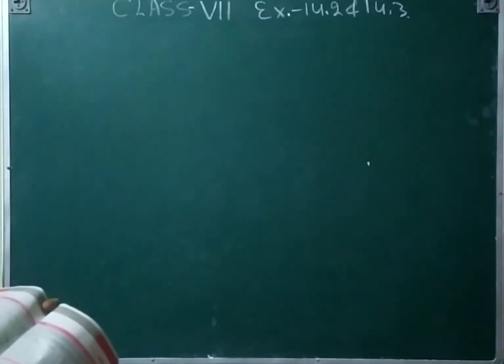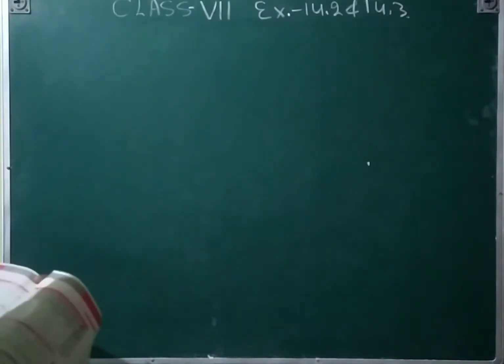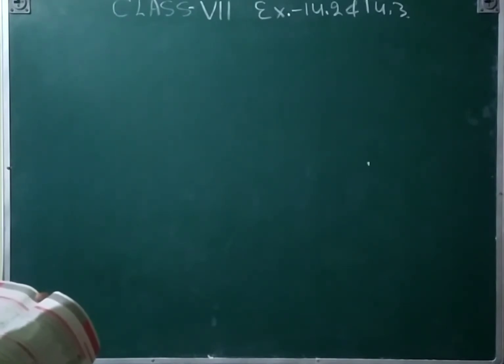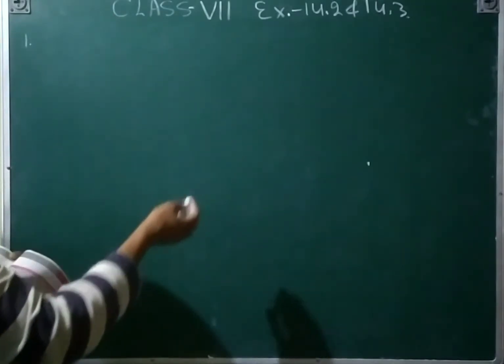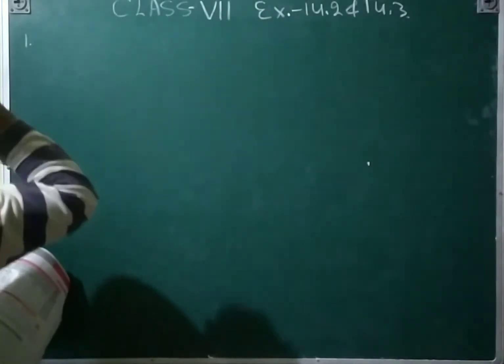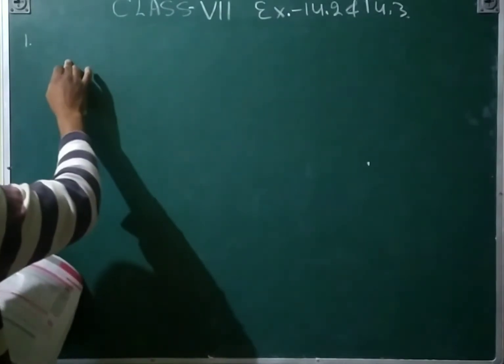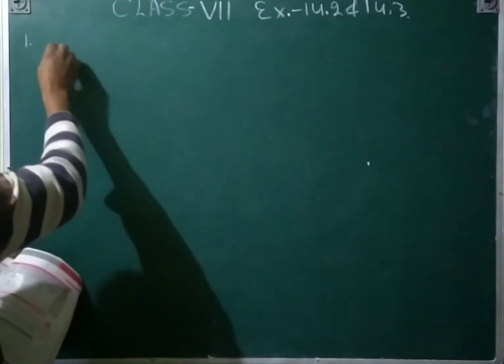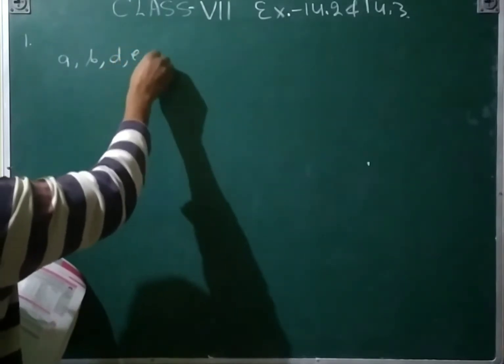In this video you will see exercise 14.2 and 14.3. Question number 1. Which of the following figures have rotation symmetry of order more than 1? Here the circle has more than one order symmetry. B also, but C is not there. So rotation symmetry of order more than one will be A, B; C will not be there. D, E, F.